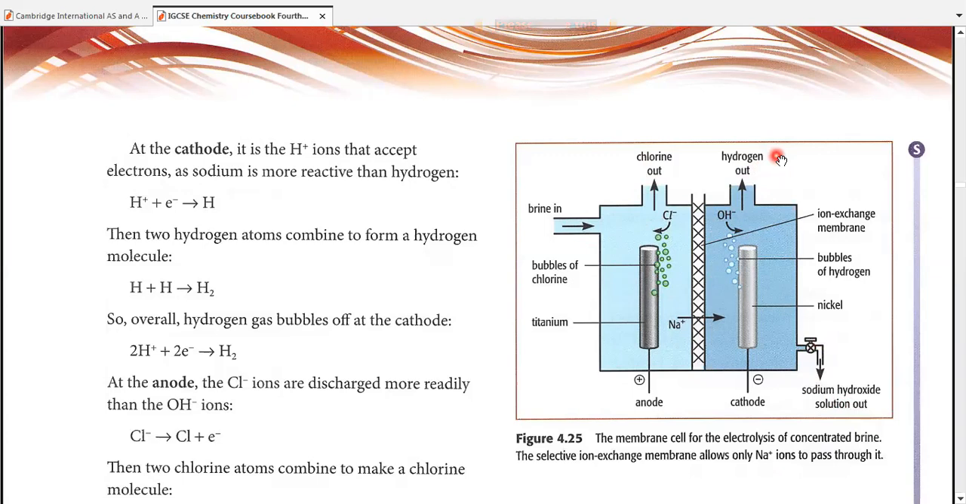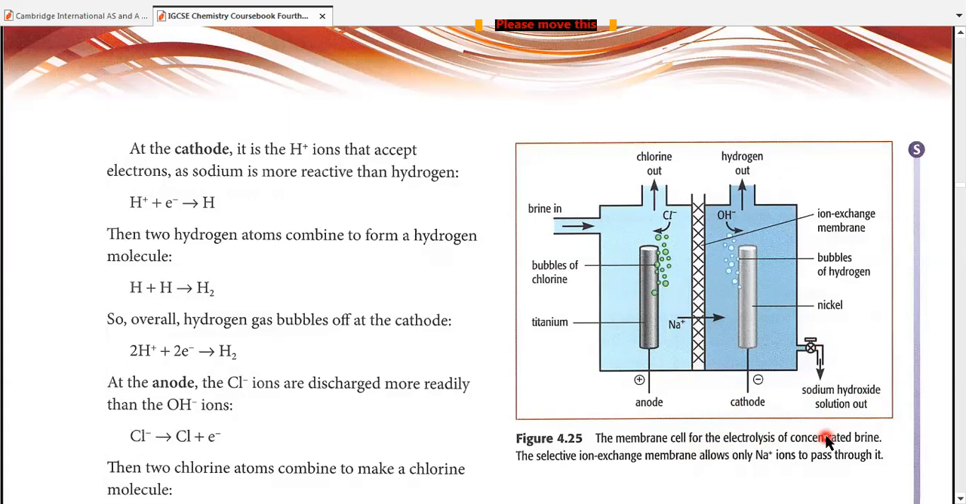Number 1, hydrogen gas from the cathode compartment. Number 2, chlorine gas from the anode compartment. And from the bottom, we get sodium hydroxide solution. So there are 3 products of the system. No matter what kind of partition or membrane or diaphragm we use, we always get these 3 products.